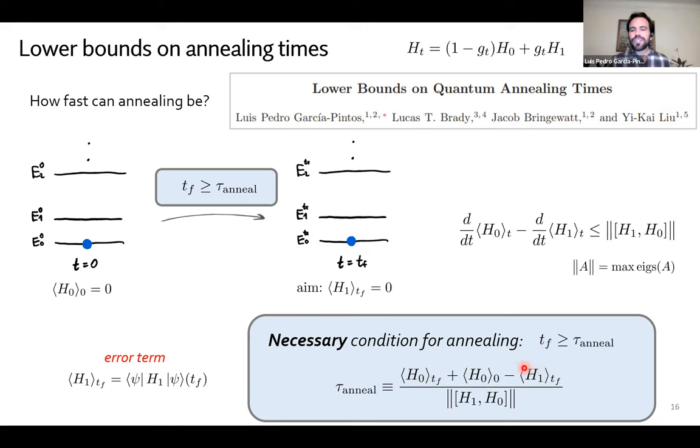And you can read this quantity as a kind of error term. If you ended up in the actual ground state that you wanted to end up in, this is zero because you ended up in the eigenstate, the ground state of H1. So this is an error term that is zero if you hit the correct target state. And this quantity in the denominator, you can see as the maximum speed with which you can be approaching this target state. Please interrupt me if I didn't explain this correctly, okay?